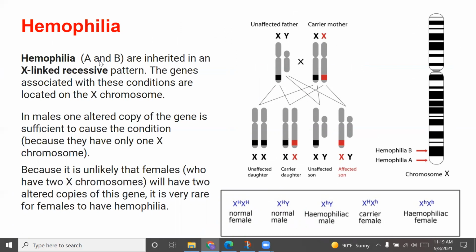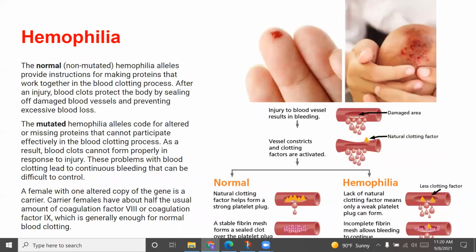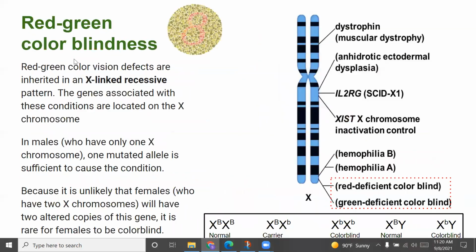Hemophilia. Is it dominant or recessive? Recessive. So that's in your first box. Is it sex linked? Yes. What is the effect of the mutation? Oh, did I not put any red on this? I'm sorry. Nope, I didn't do any red. My bad.